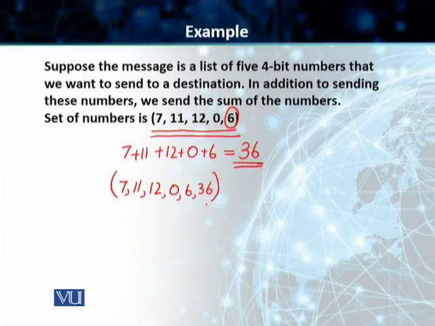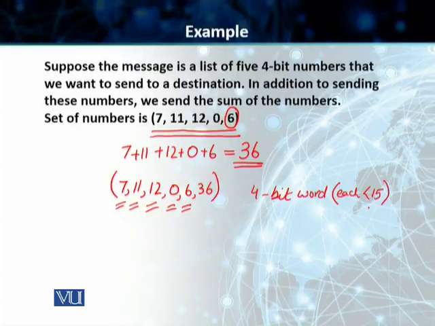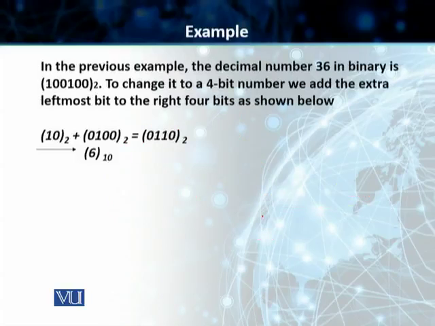In this particular case, there is a bit of a drawback. Each of these numbers, 7, 11, 12, 0, and 6, is less than 15, so they can be written as a 4-bit word. But the checksum, which is 36, cannot be written as a 4-bit word. So let's go to the next slide and find out what the solution is for that.